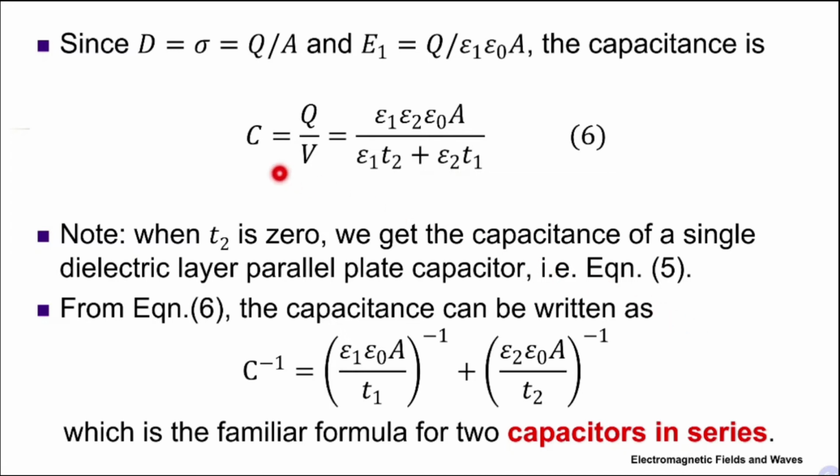Okay, and then if we invert this equation, 1 over C will be equal to an equation something like this. You can see that this is the capacitance of my first layer, and this is the capacitance of my second layer. So this leads to your series capacitance equation. Your series capacitance equation is 1 over C total equals 1 over C1 plus 1 over C2.